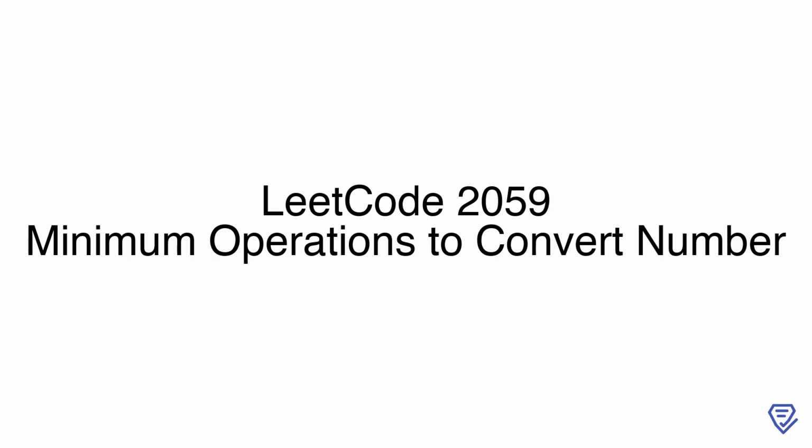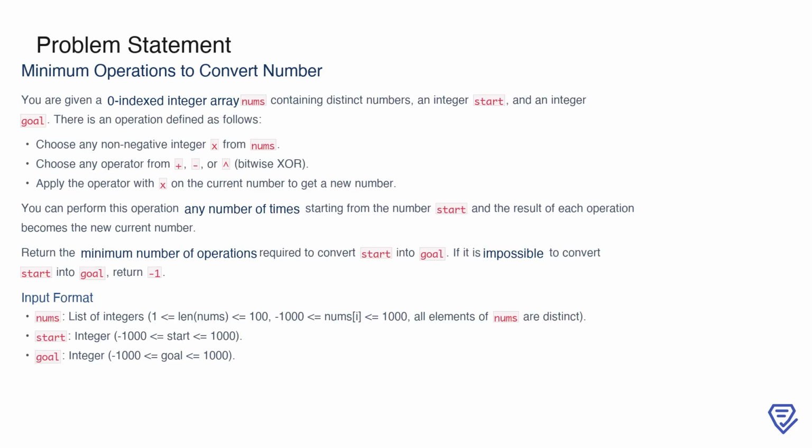Let's get started. In this problem, we are tasked with converting a starting number, called start, into a target number, called goal, using a specific set of rules. You are given an array called nums, which contains distinct integers, and you are allowed to pick any number from this array to perform an operation. The operations available are addition, subtraction, and bitwise XOR.